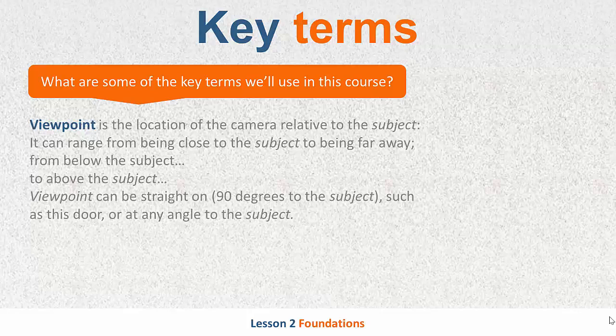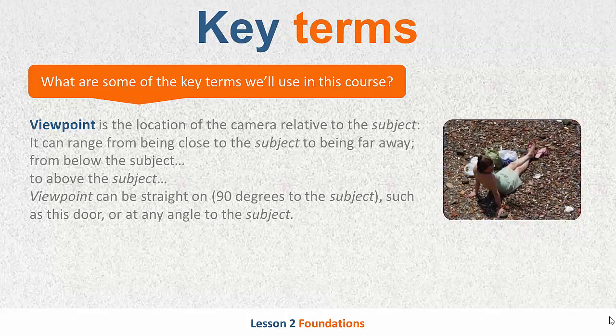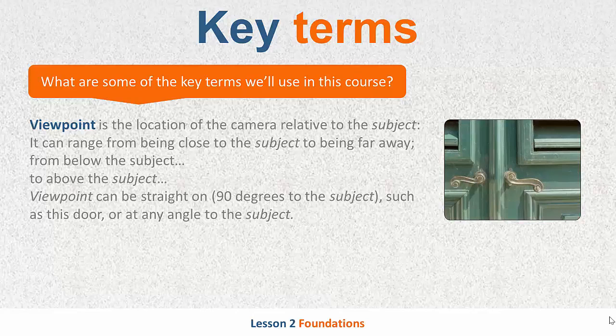Viewpoint is the location of the camera relative to the subject. It can range from being close to the subject to being far away, from below the subject to above the subject. Viewpoint can be straight on, 90 degrees to the subject, such as this door, or at any angle to the subject.